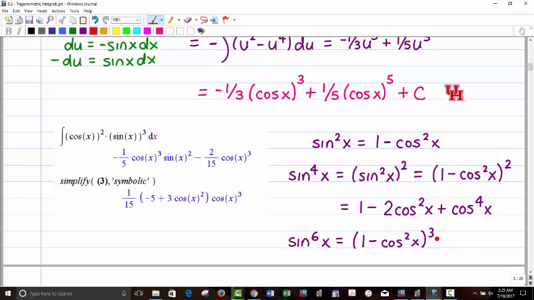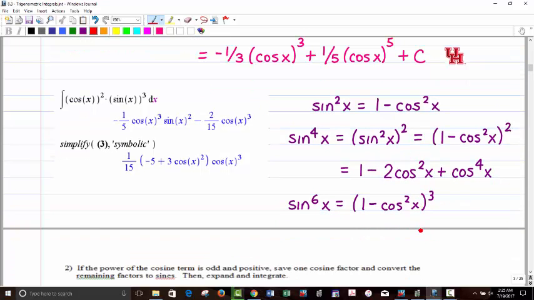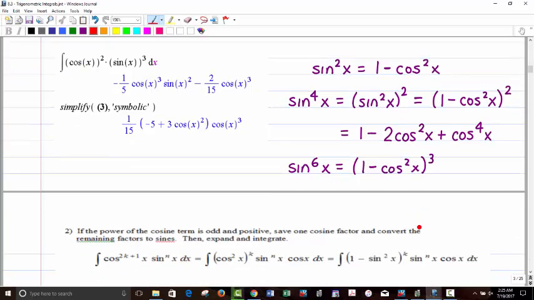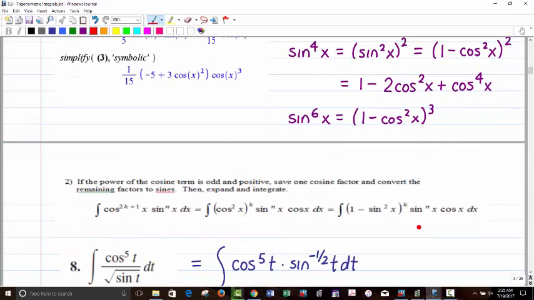And so even though I wrote this last part down here for illustration, there is zero chance I would expect you to take 1 minus cosine squared and cube all that out. No chance. But I just wanted to show you that's the pattern of what would happen. Okay, so never ever will I make you do anything more than a square.